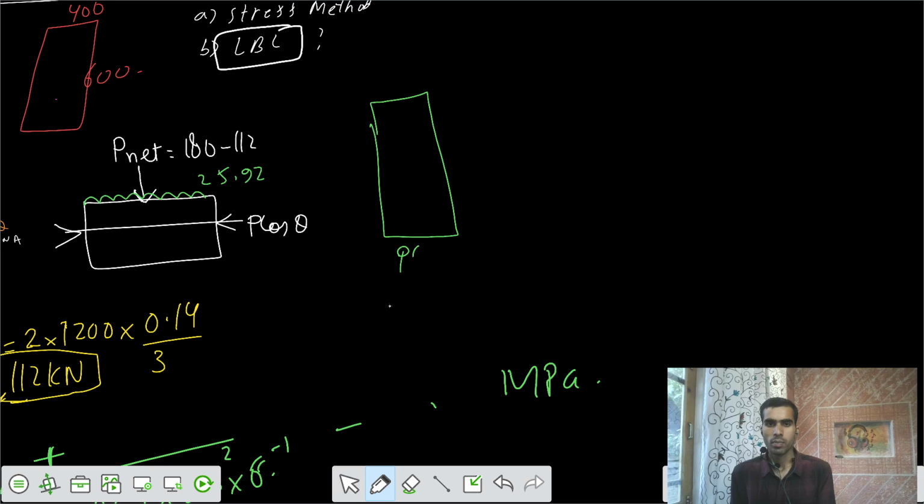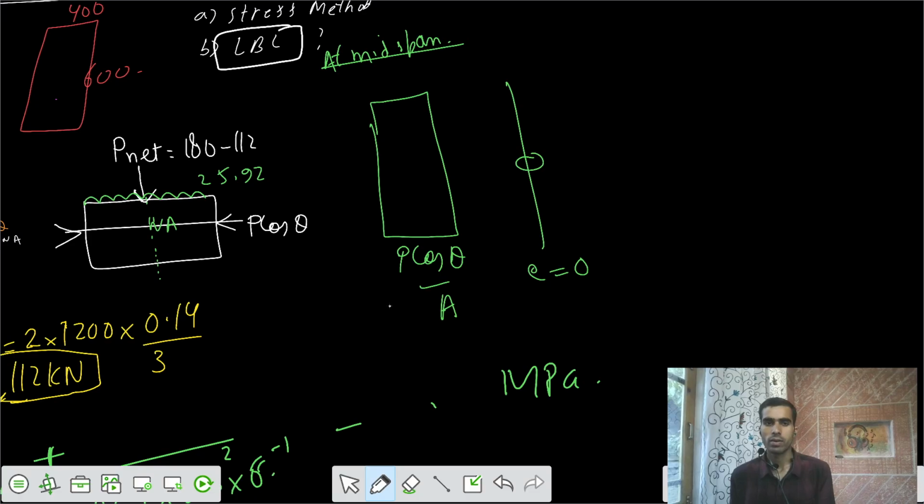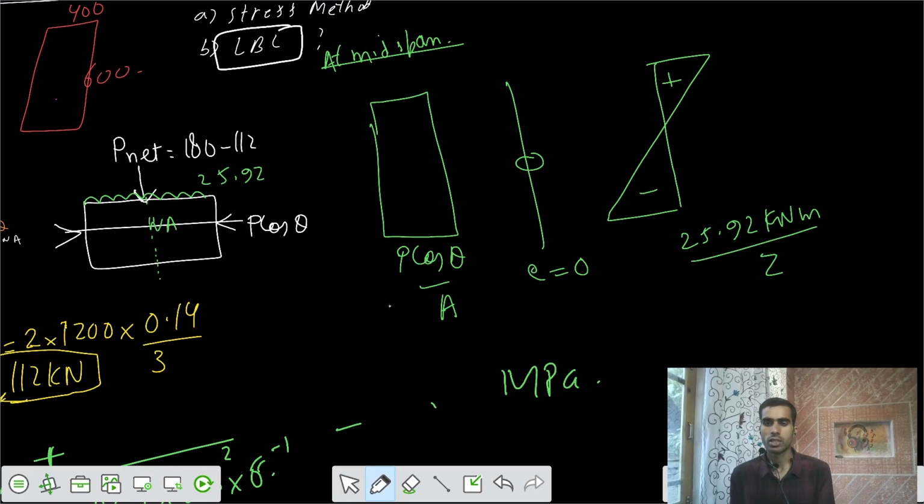This is your P cos theta divided by A, and there's some eccentricity of that P, but the stress from it becomes zero because the eccentricity is zero. It's along the neutral axis, so eccentricity is zero at the midspan. We're calculating at the midspan. And the third one is the dead load, that is the sagging moment of 25.92 kilonewton meter divided by Z, the section modulus.